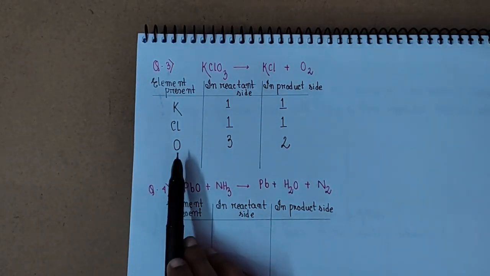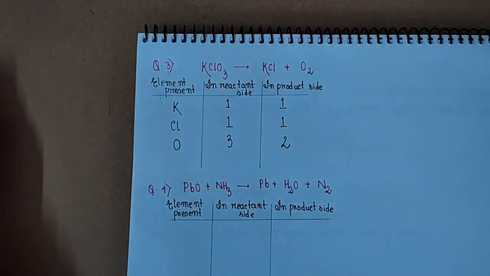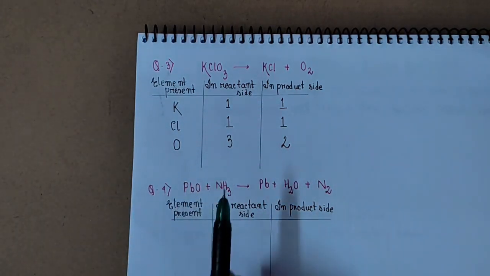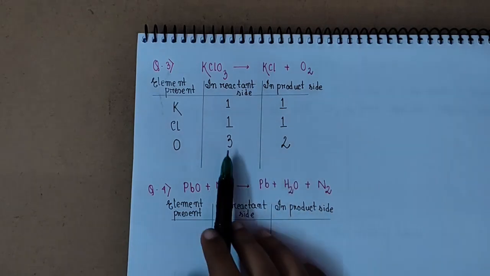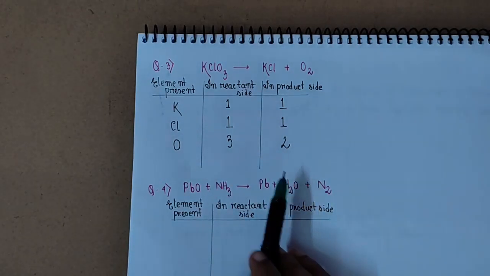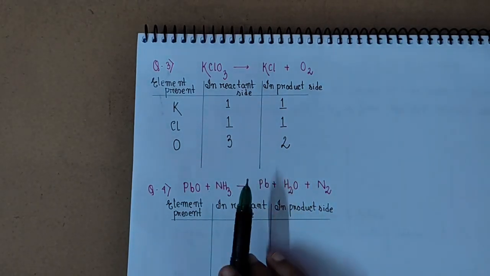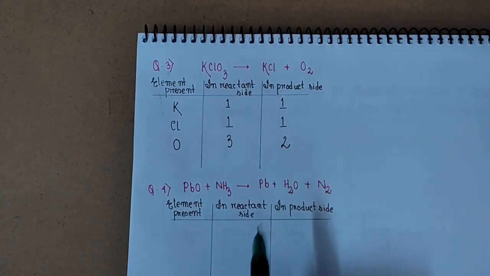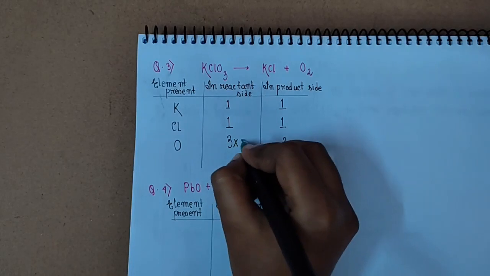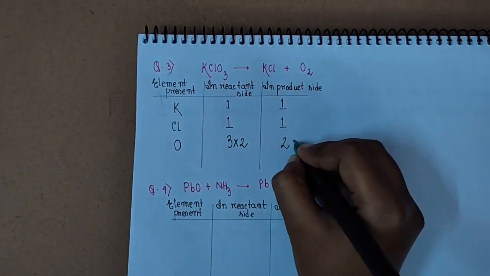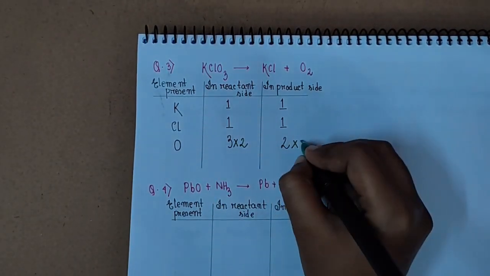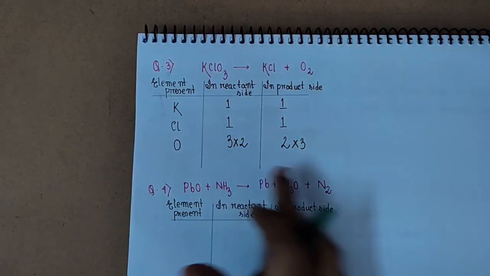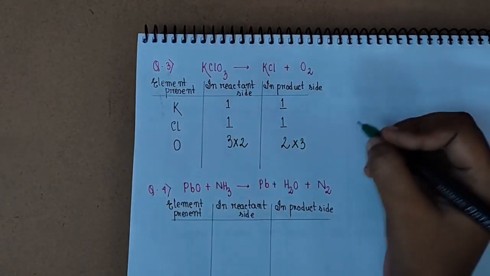So we have to balance the oxygen atom only. Now how to balance the oxygen atom? We have to do the simple LCM of 3 and 2. And what is the LCM of 3 and 2? This is 6. So in order to make this number 3 to 6, we have to multiply this with 2. And this 2 must be multiplied with 3 so that we can get 6 on both the sides.